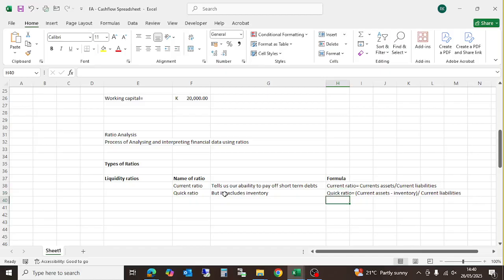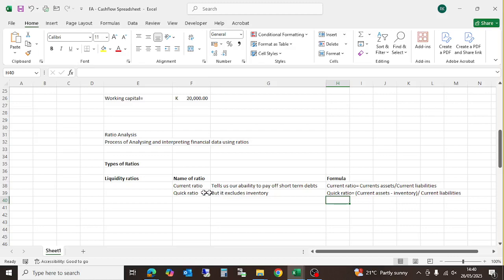This is what a quick ratio is. So there's only one particular difference between a current ratio and a quick ratio, which is excluding the inventory from the current assets. So the quick ratio excludes the inventory from the current assets.